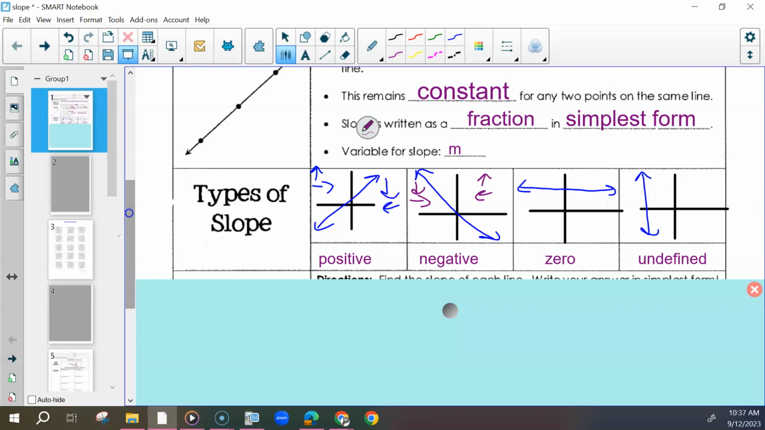With zero slope, you're not going up and down at all. So you have no change in y's, but you are moving left and right. And if I have 0 divided by anything, we're going to get what? 0, which is why the slope is 0, no matter what. Undefined is the opposite. We are moving up and down, but we're not moving left and right.